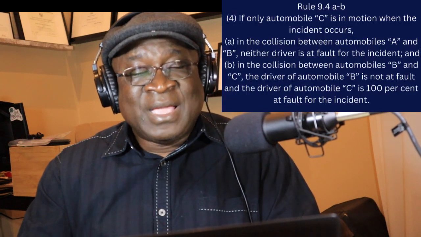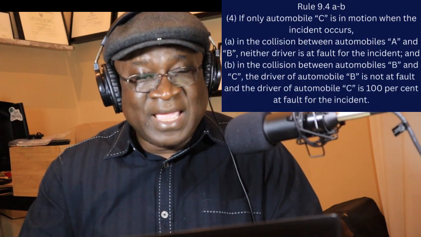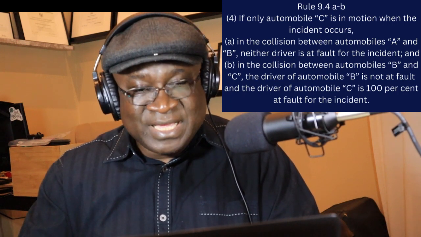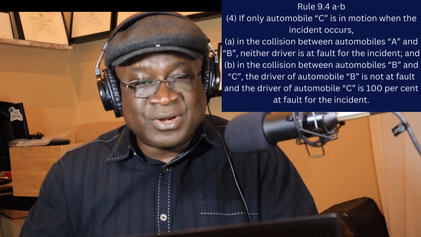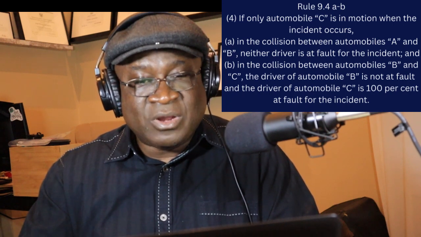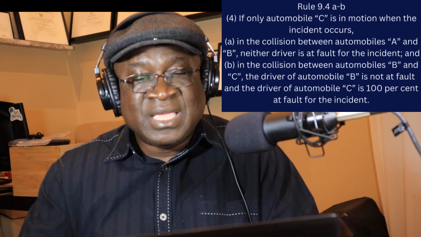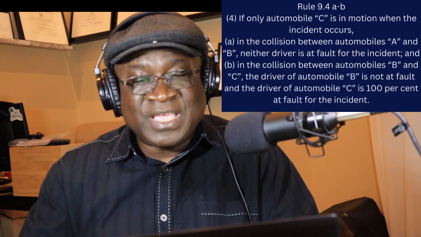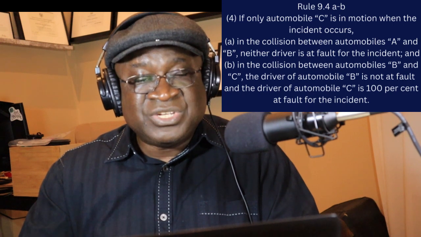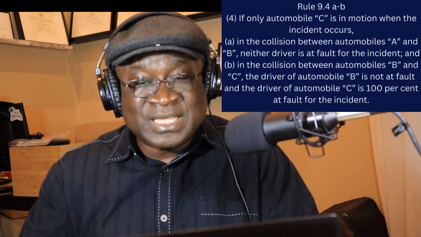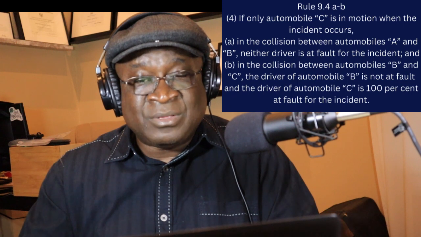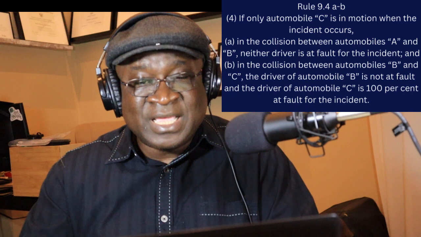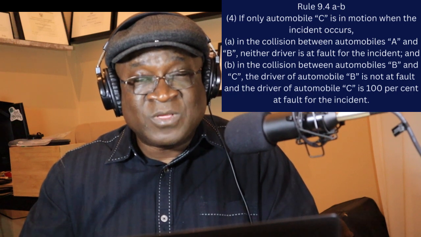So rule 9.4 A and B, it says, if only automobile C is in motion when the incident occurs, in the collision between automobile A and B, neither driver is at fault for the incident, and in the collision between automobile B and C, the driver of automobile B is not at fault and the driver of automobile C is 100% at fault for this incident.